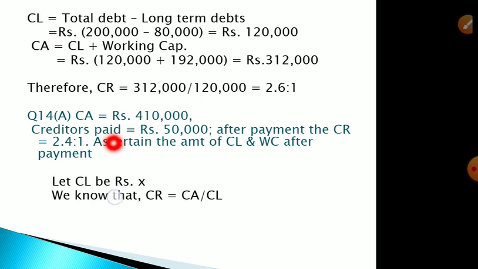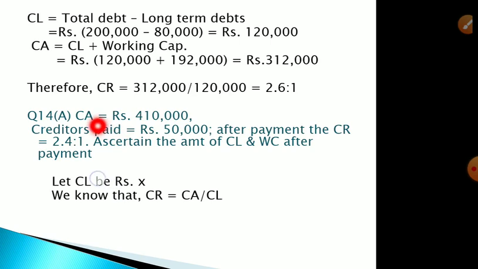Next, question number 14a. Current assets is 4,10,000. Creditors paid rupees 50,000. After payment, the current ratio is 2.4:1. Remember, this is after payment current ratio is mentioned over here. Ascertain the amount of current liability and working capital after payment.